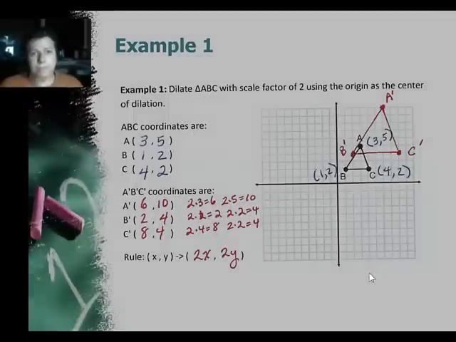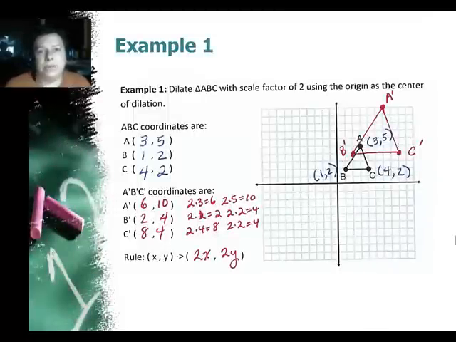So in example 1, I went ahead and looked up the coordinates for A, B, C. A is (3, 5), B is (1, 2), C is (4, 2). To get the coordinates for the dilated image, I need to know the scale factor, and it is 2. So I'm going to multiply each coordinate by 2, and you can see my work here on the side. 2 times 3 is 6, 2 times 5 is 10, 2 times 1 is 2, and 2 times 2 is 4. The rule is you take your original x and your original y and multiply each coordinate by 2, so that it's (2x, 2y).